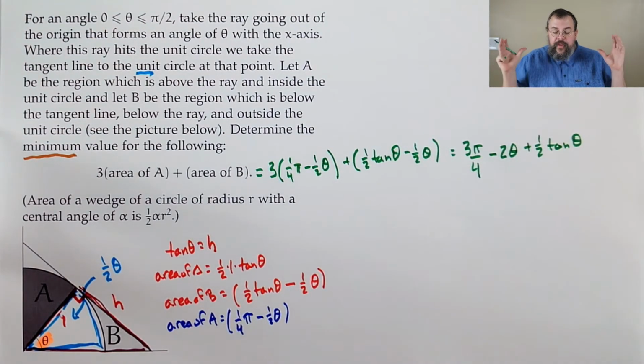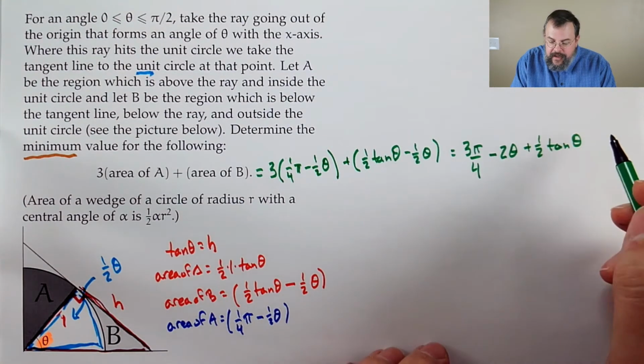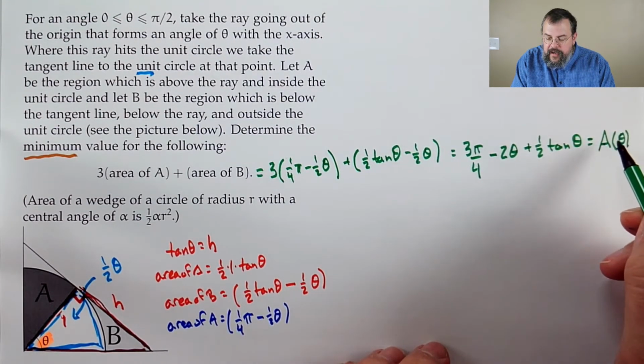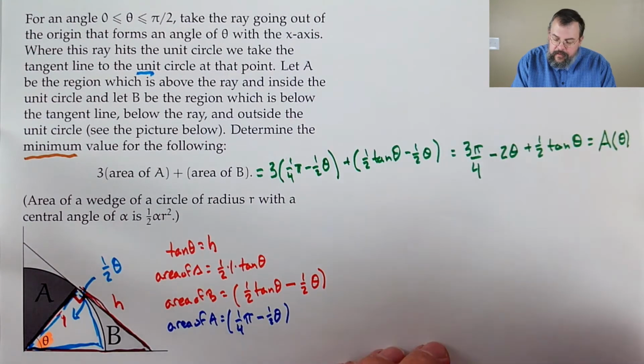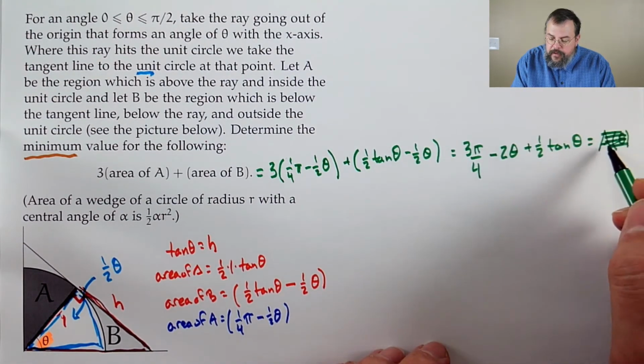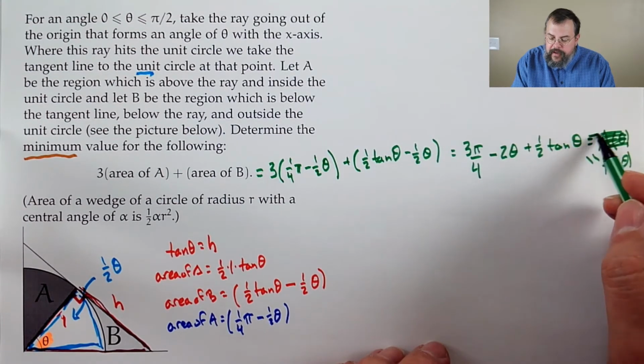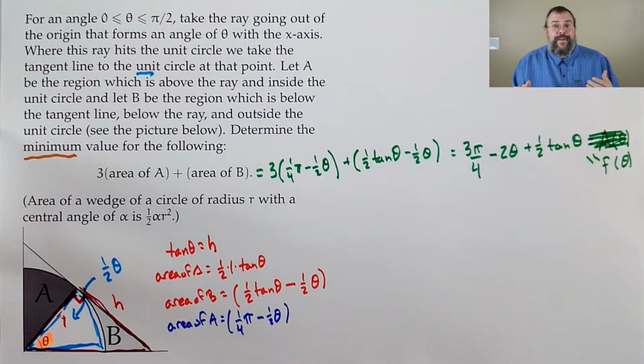Okay, so there's our function. This is the function we're trying to optimize. Let's call it our area as a function of theta. Well, probably shouldn't use A because A is for that little wedge. So we'll use f as a function of theta. There we go. It's bad form to use the same symbol to represent two different things because it's easy to confuse the two. So let's try to avoid that.